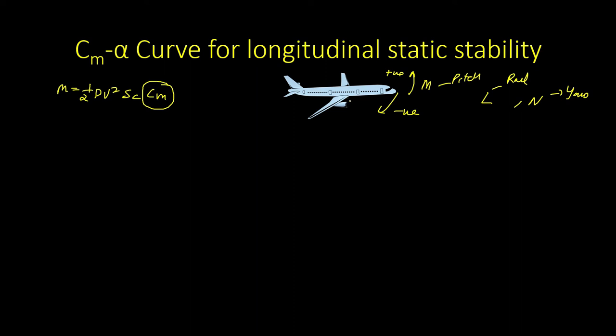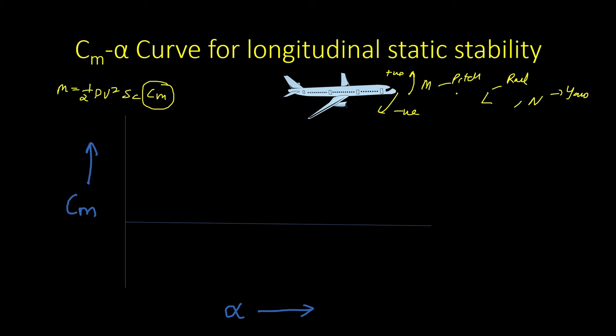So this is the typical sign convention which we are going to use, and this is quite a universal convention which is used almost in all the books. Now let us look at the Cm alpha curve. Now we could have three different slopes of Cm alpha curve. One is positive, one is negative, and one is 0.